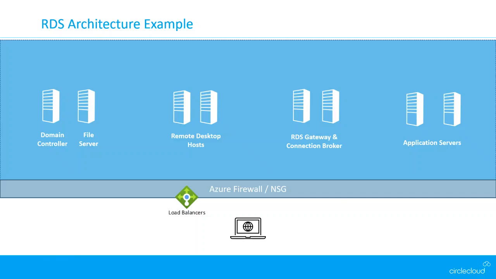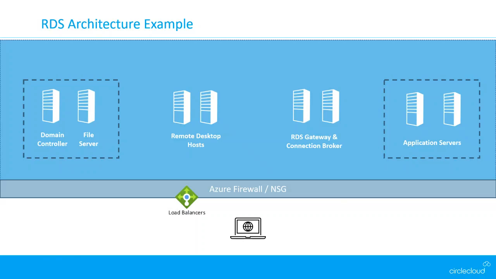So we're just going to talk about the main components involved in an RDS setup and architecture. Initially, you obviously need some method of authentication. That's typically using an Active Directory domain controller, or probably multiple of them for redundancy. Then you need somewhere to store the profiles for all your RDS users, and that's typically done on some form of file server or distributed file system cluster, which would host those profiles.